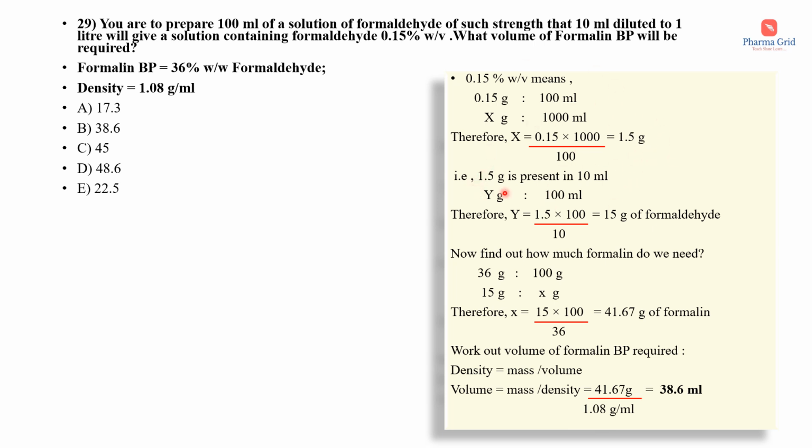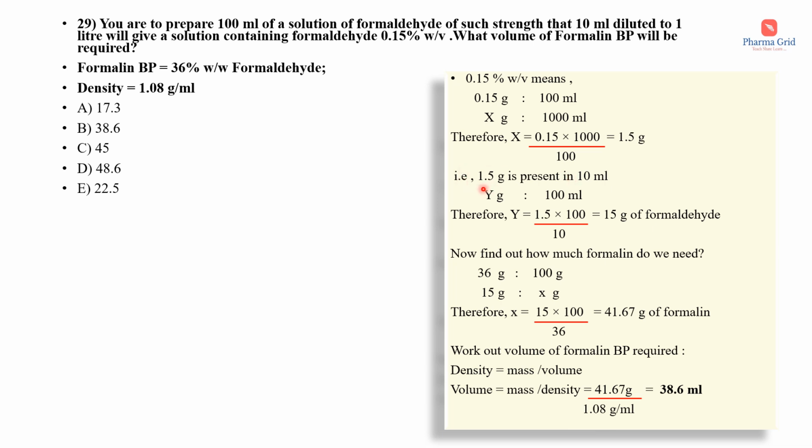And this 1.5 gram is present in 10 ml. In the question they have given that the 10 ml is diluted to 1 liter. So we have found out the amount in 1000 ml, that is, the amount in 1000 ml is 1.5 gram. This is the same amount that will be present in 10 ml. So even if we dilute, the amount will not change.